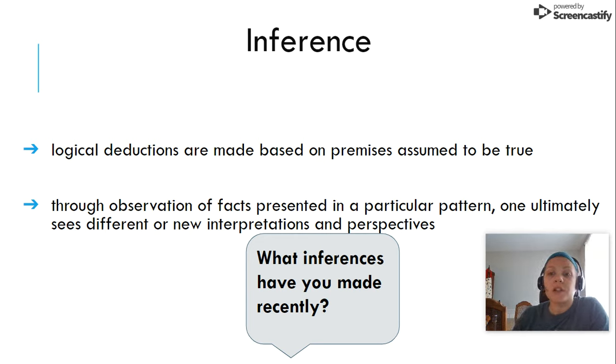So we're looking at patterns. We're looking at things we can assume to be true about a character. Maybe the character you're reading about makes habitually poor decisions. So we can infer that they're going to get themselves into a lot of trouble. That kind of an idea.